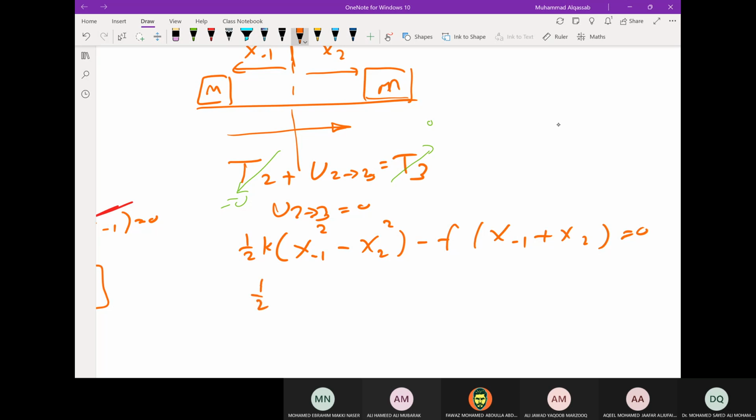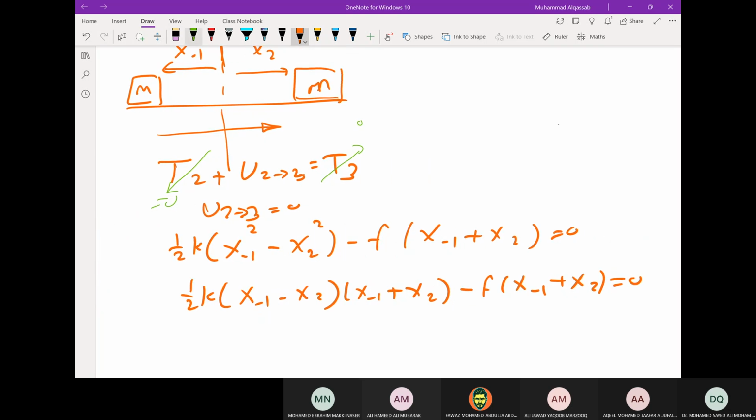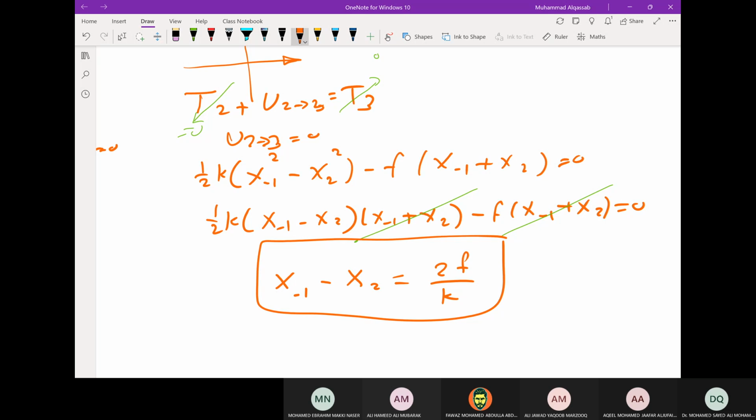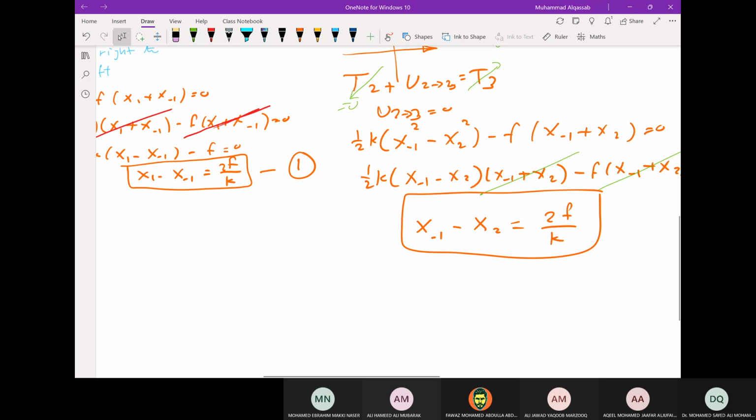And we can expand this again, similarly. This will be (x of -1 plus x of 2) times (x of -1 minus x of 2) over 2 k, minus f times (x of -1 plus x of 2) equal to 0, which means this bracket will cancel out. And then you can put x of -1 minus x2 on one side. This becomes 2f over k. Okay, this is equation number 1, and this is equation number 2.